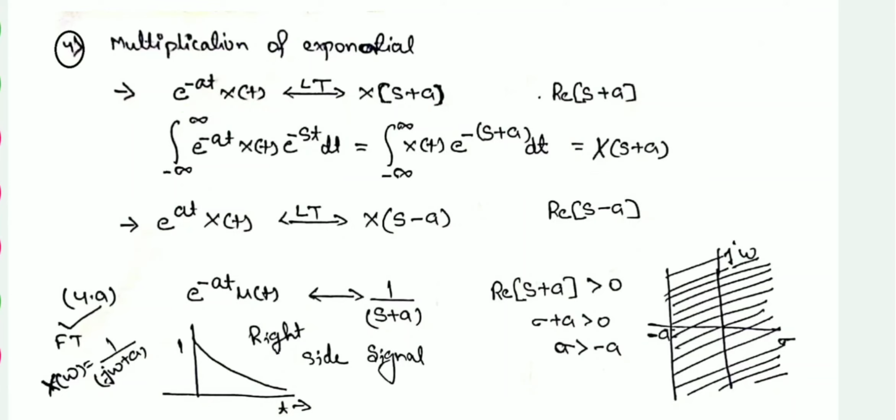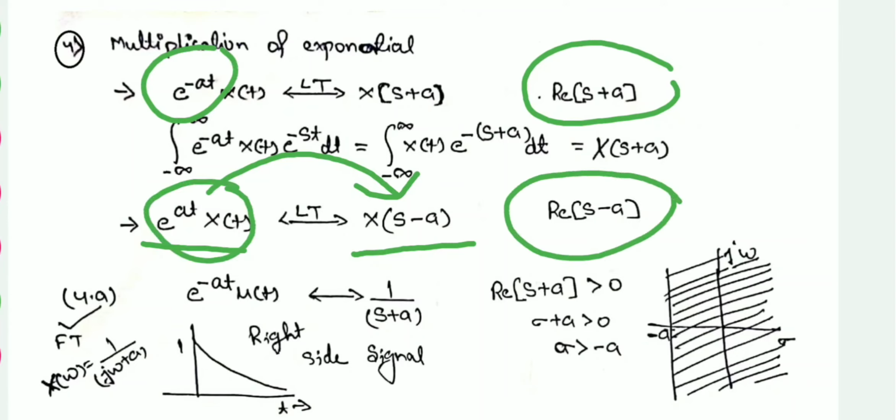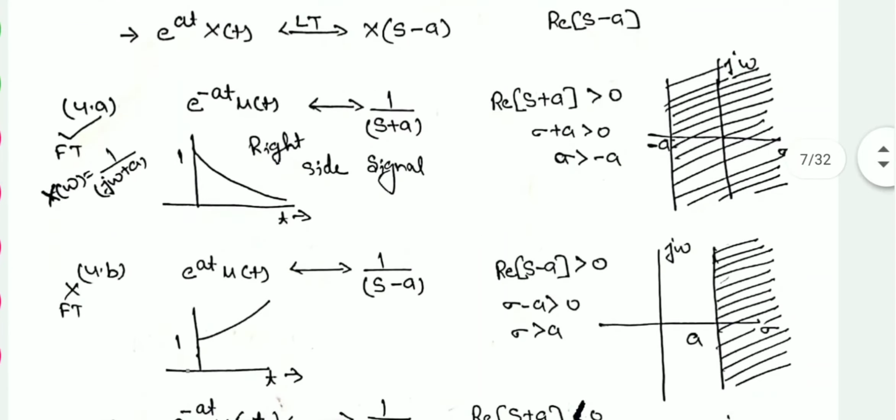It means when we multiply by e to the power at, it is directly obtained from the Laplace transform of x(t) when s is replaced with s minus a. Okay, when minus is applied here, then it is plus. When plus is applied here, e to the power plus at, then s is replaced with s minus a. And the ROC is also shifted here. When it is minus, the ROC is s plus a, and when it is positive, it is s minus a.